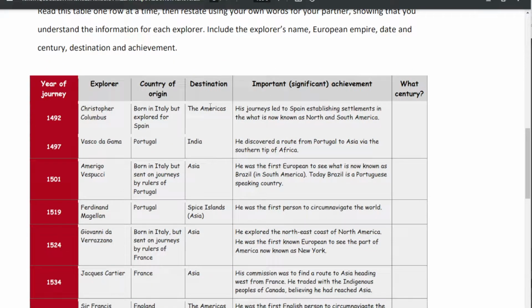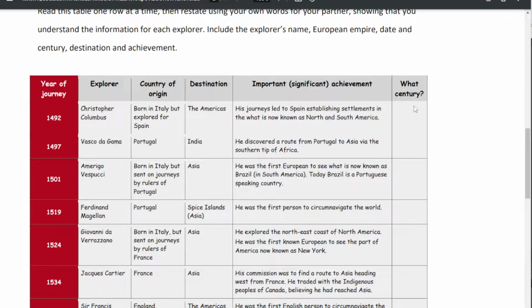So what you're going to do on here is look at the year of journey, 1492, Christopher Columbus, country of origin, born in Italy but explored for Spain, destination, the Americas, important, significant achievement. What was his significant achievement? His journey led to Spain establishing all settlements in what is now known as North and South America.